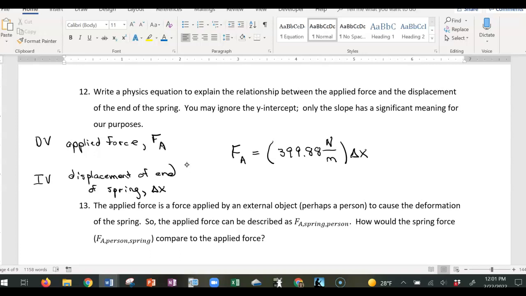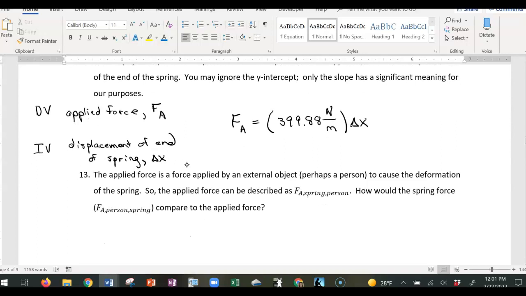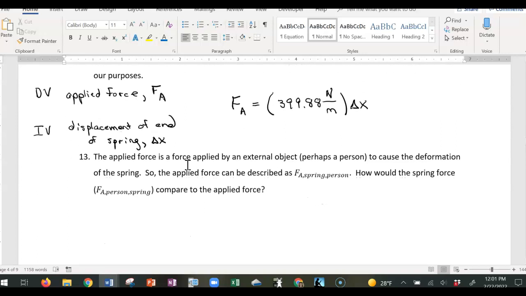Okay, it says ignore the y-intercept. Actually, I think the y-intercept is 0, but we're ignoring the y-intercept. Only the slope is very important to us here. So the applied force is a force that's applied by an external object. For example, us. We were the ones applying that force today. That causes the deformation of the spring. So that could be described as the applied force on the spring by the person.